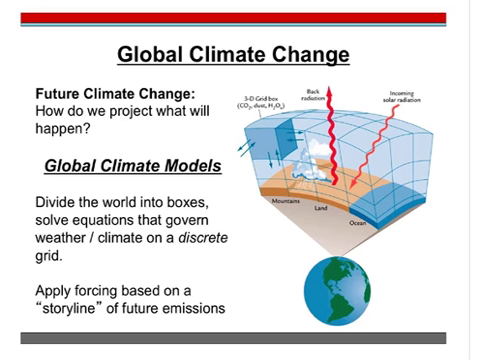And so what we do, like in any number of these sorts of situations, is we come up with a numerical way of solving these equations, and that's a global climate model. We divide the world into boxes, and we solve equations that govern weather and climate on a discrete grid.